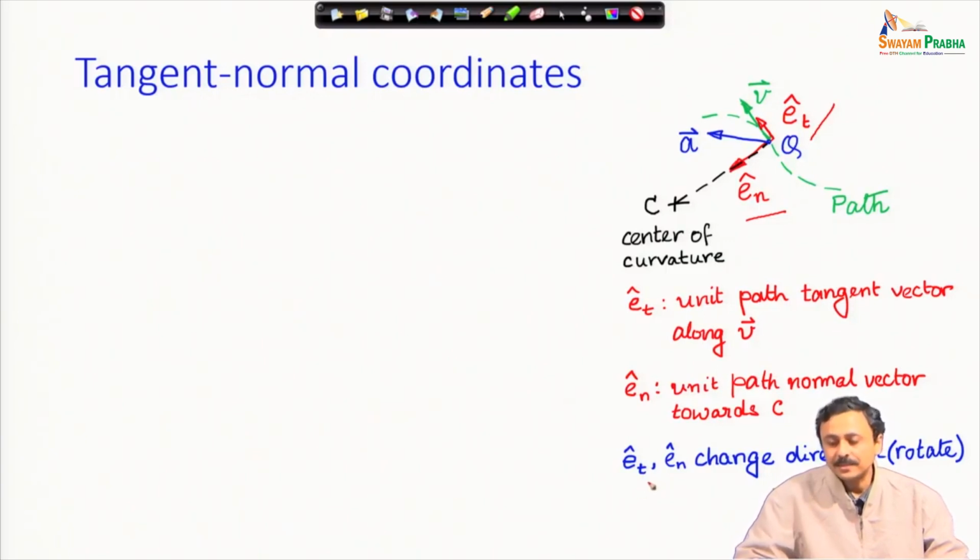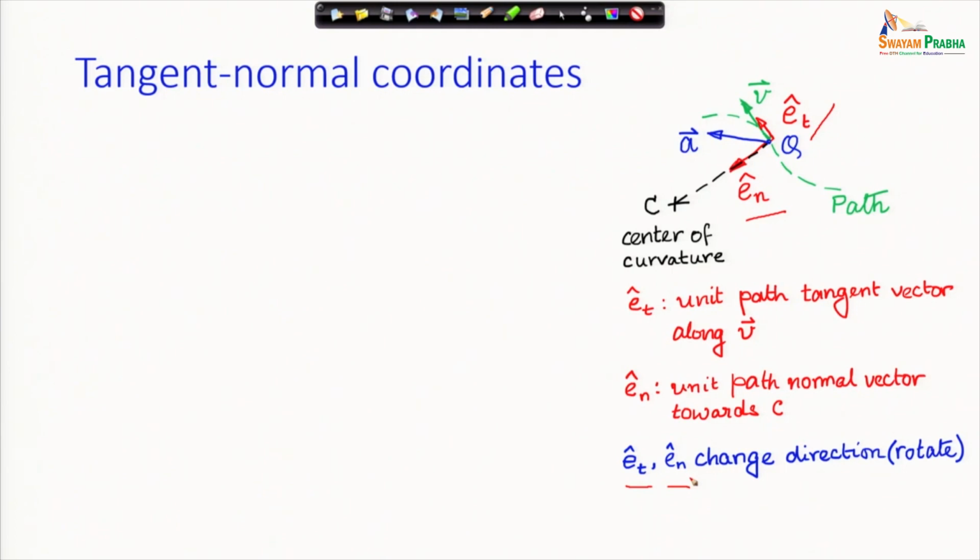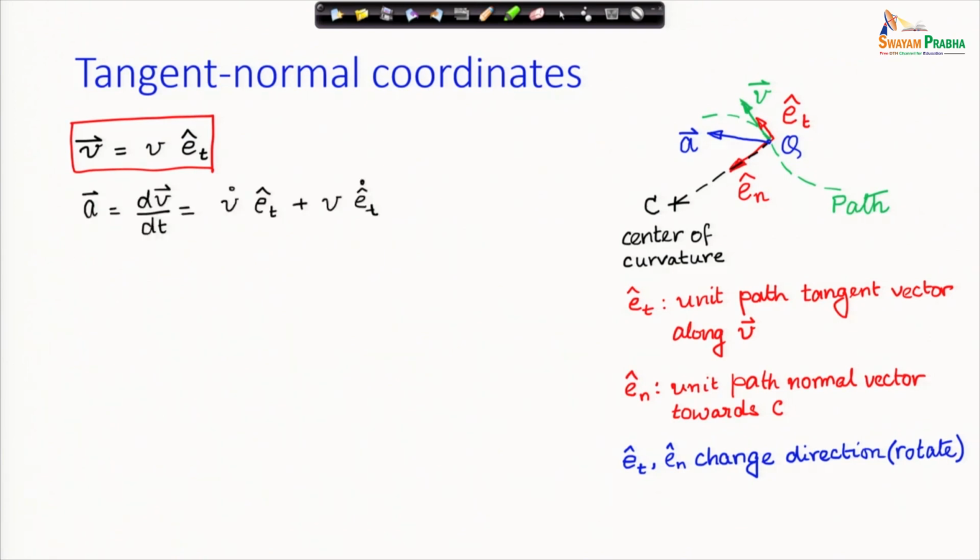Now, you will realize as the particle moves, these vectors E t and E n will change. They will rotate, they will change directions. Their magnitudes will remain the same, they are unit vectors, so they will remain unit vectors. Now, the velocity vector in this coordinate system defined by E t and E n is simply written as the speed, the magnitude of the velocity vector, times the unit vector along the velocity direction. So, therefore, velocity vector is v times E t cap.